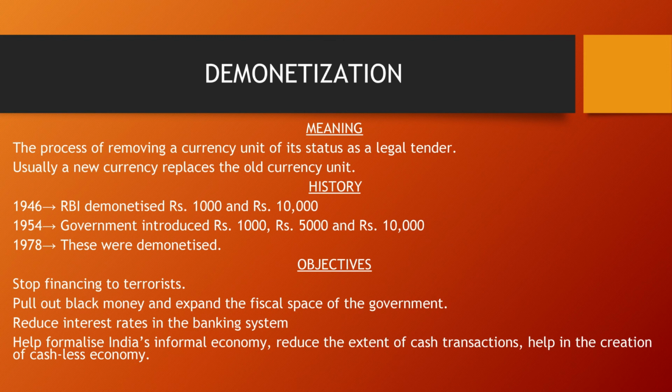So what is the aim or the objective of having demonetization? It was to stop financing terrorists, to pull out the black money and expand the fiscal space of the government, to reduce interest rates in the banking system, and also help formalize India's informal economy, that is, reduce the extent of cash transactions and help in creation of a cashless economy.